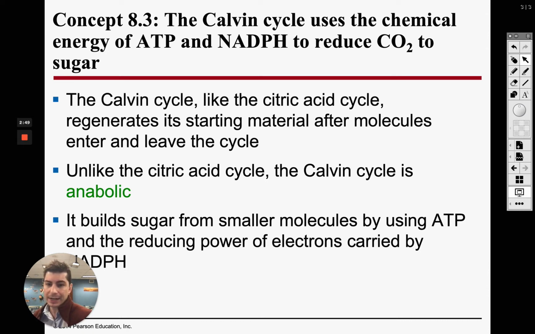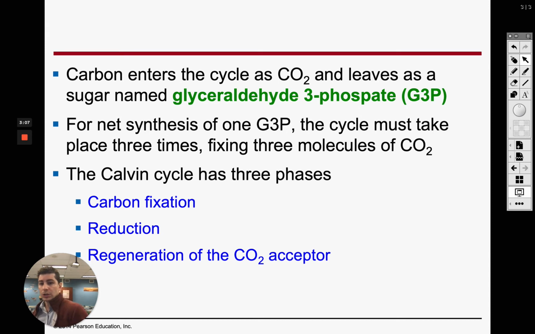The citric acid cycle is a catabolic bunch of reactions from our cellular respiration, meaning catabolic, we're breaking it down. The Calvin cycle, on the other hand, is going to be anabolic. We actually build things up, okay? I'm going to draw a picture of the whole Calvin cycle for you guys, but we are going to be taking in carbon dioxide for this part. We're taking in carbon dioxide.